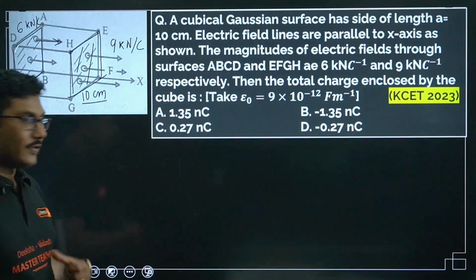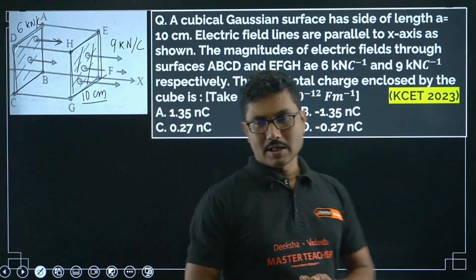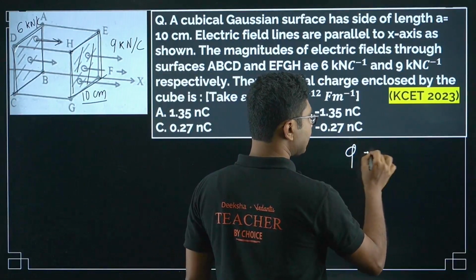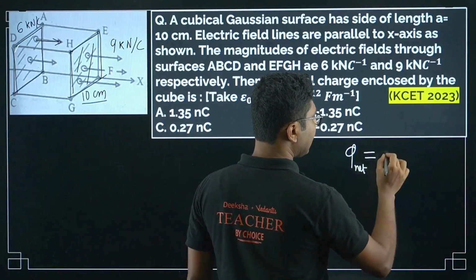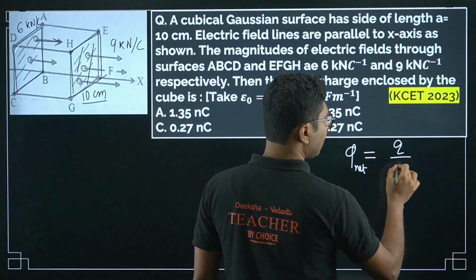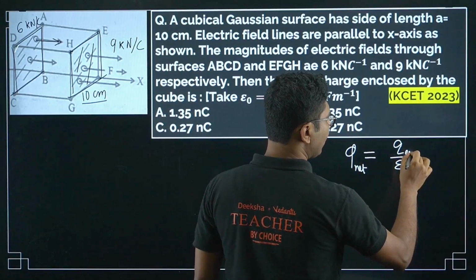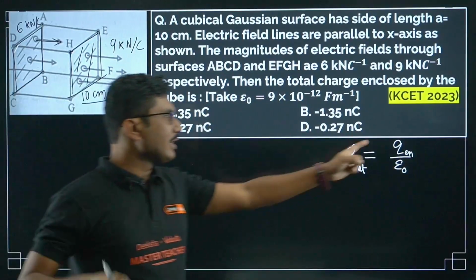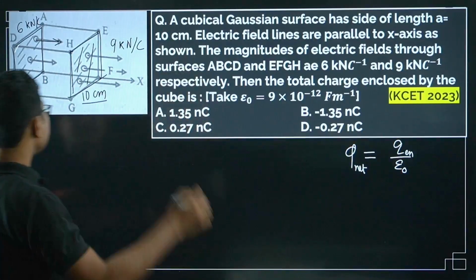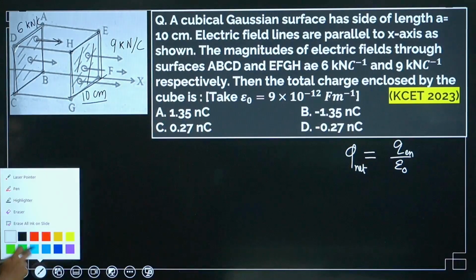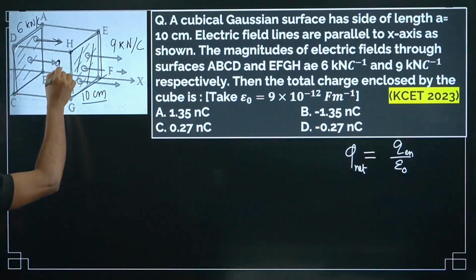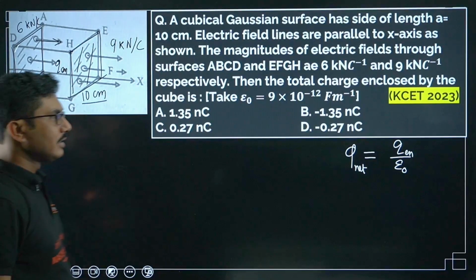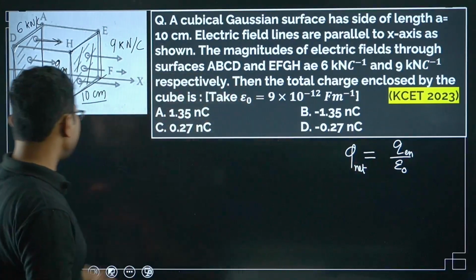How to do that? First, we will calculate the net flux. What do we know from Gauss's law? Gauss's law says that net flux is basically Q enclosed by epsilon naught. Sometimes we say Q enclosed, or small q, whatever you are comfortable with. Q enclosed is easy to remember. Here suppose we have some charges present inside, and that is given by Q enclosed. Now how to find this net flux? That is the challenge. So what is the formula for net flux?